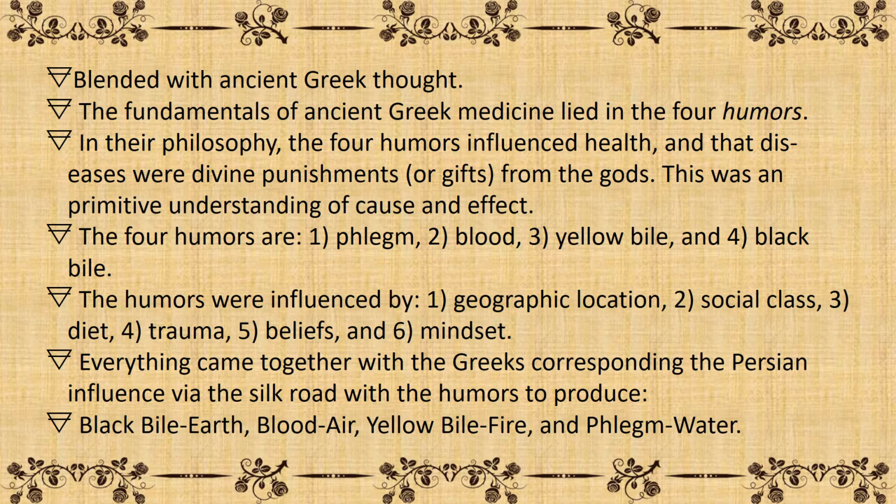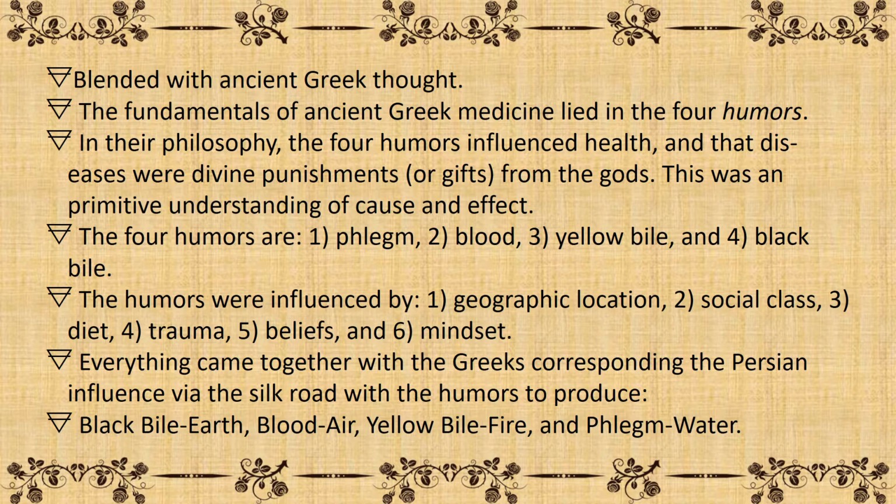Now, we've got to take a slight deviation here, because in order to understand the Greek perspective on things, we must first understand that the fundamentals of ancient Greek medicine lied in the four humors. So, in their philosophy, the four humors influenced health, and diseases were divine punishment or gifts from the gods. So, first of all, we understand that there were only four. Secondly, we understand that they influenced health, and they were either curses or blessings from deities. So, in a lot of ways, this was a very primitive understanding of cause and effect.